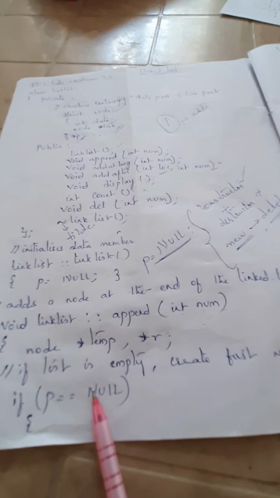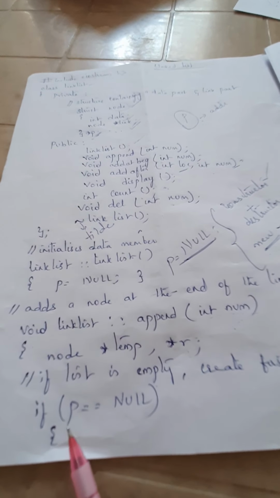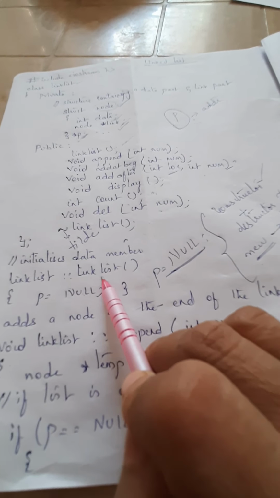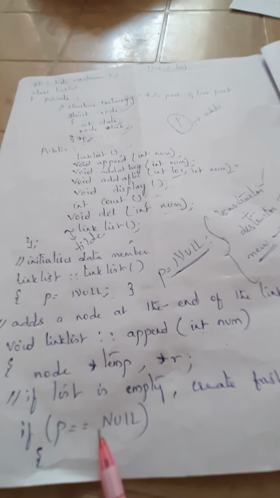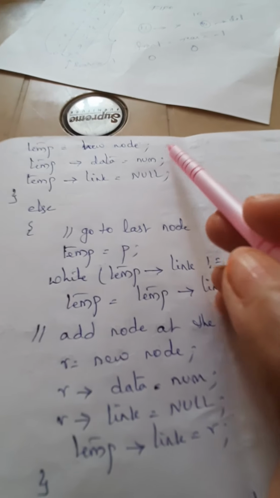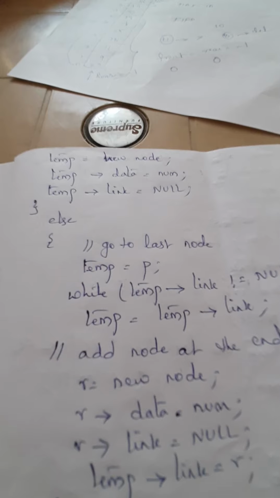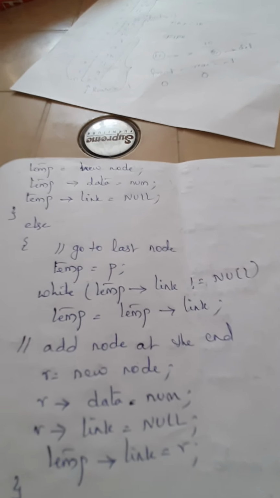Now here see the condition. If the list is empty, first create the node. How do you check? If p is equal to NULL. Since p is initialized to NULL after the constructor is fired, when p is NULL, what should happen? temp = new node. That means we are creating a new node if it is NULL, and a new node will be created.